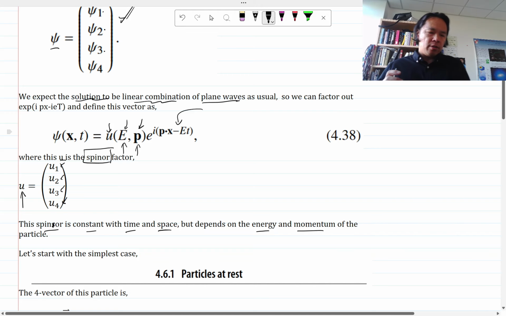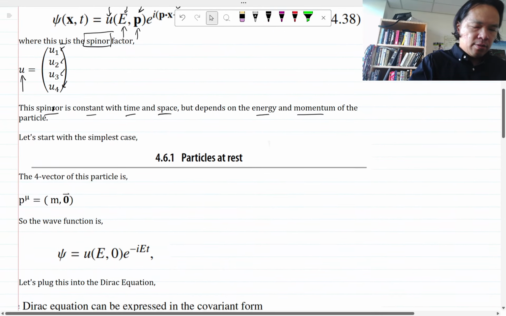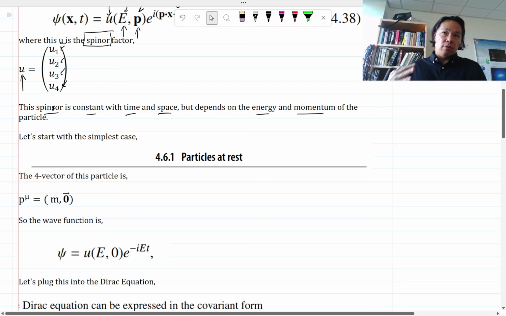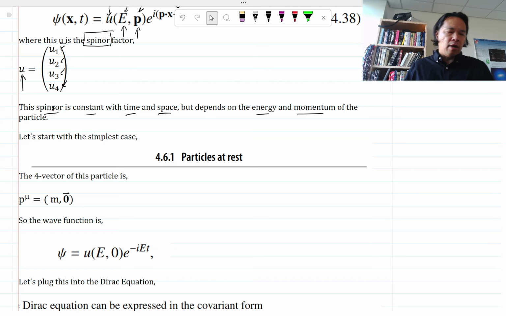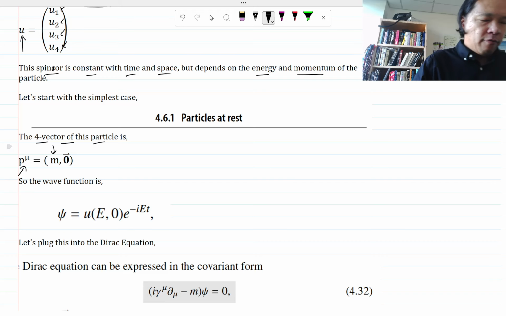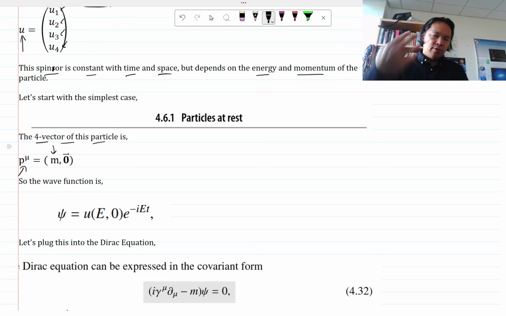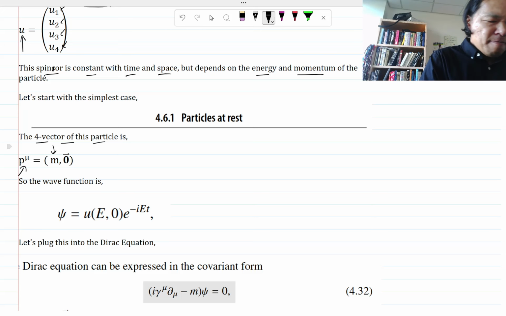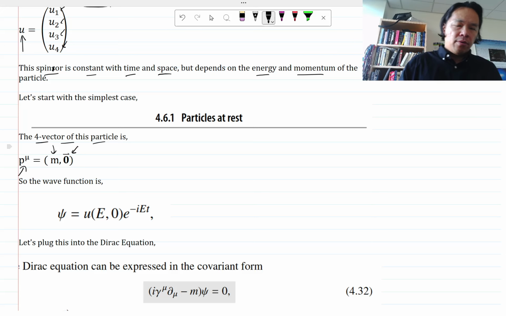But we're going to start off with the simplest case. We're going to put this particle at rest and then we can just mathematically derive what the solution looks like. If a particle is at rest, the 4-vector of this particle, p mu, is just going to be its rest energy, which is the mass, and then the 3 component momentum is just zeros.